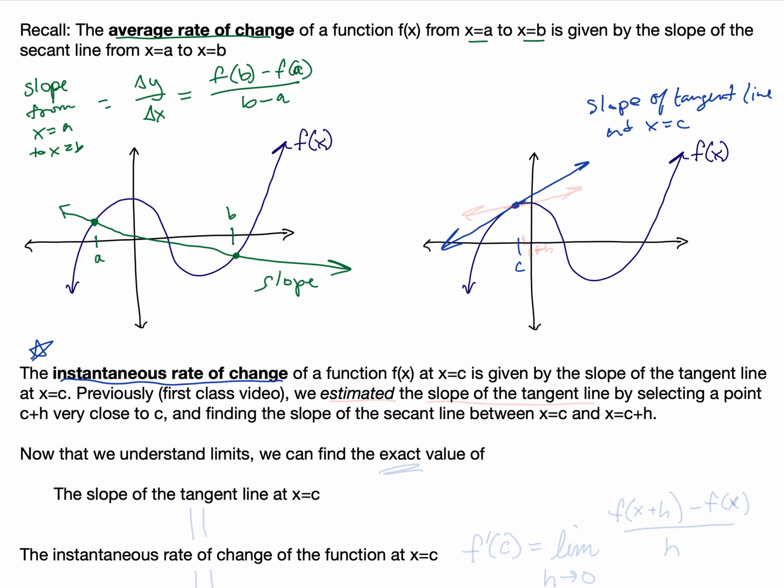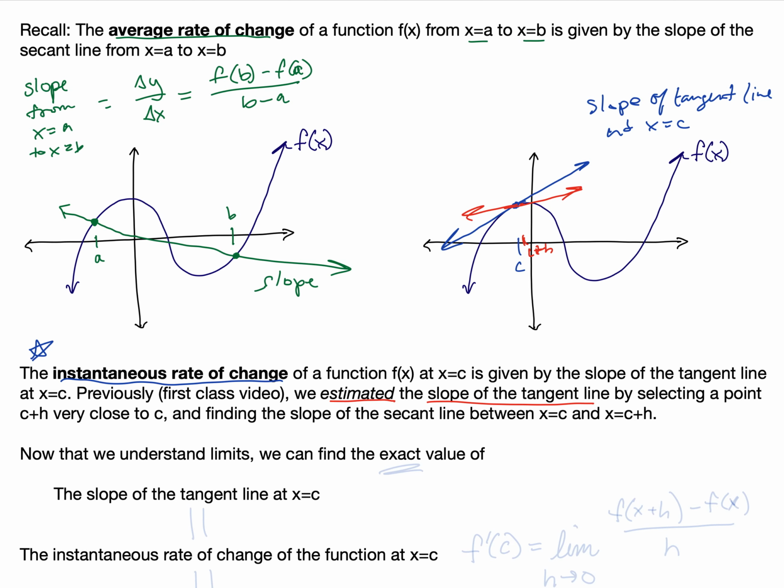And before, in the first video of the course, we didn't have the tools to actually calculate this instantaneous rate of change, and instead we estimated it. We estimated the slope of the tangent line by selecting a point like c plus h, for a value that was very close to c, and finding the slope of the line between those 2 points, using that slope to estimate the slope of the tangent line at c. So it's not an exact value, but depending on how close a value to c we picked, we would get a closer and closer estimate.